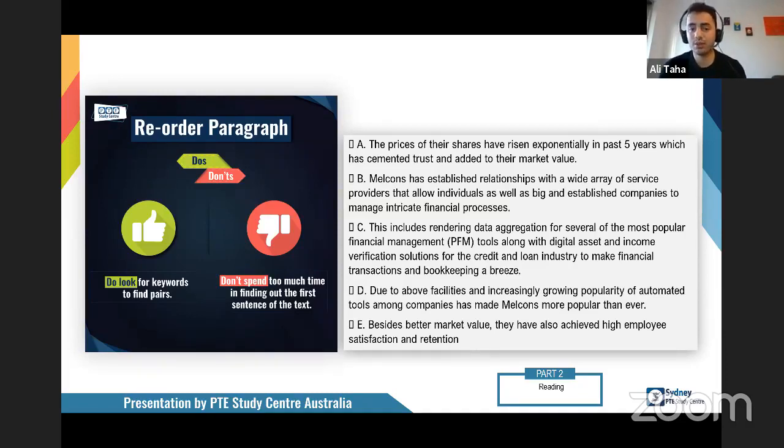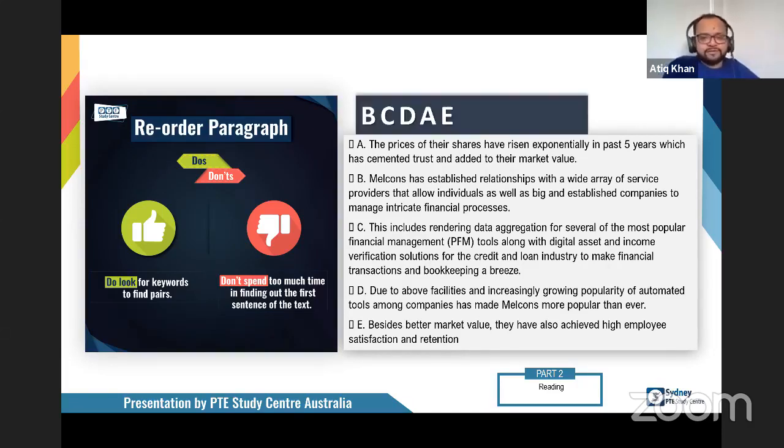Due to above facilities, don't ignore sentences starting with these clues. Ask yourself, due to above facilities, which facilities? You need to look for the previous sentence talking about some facilities. Obviously, this sentence here is C, talking about the facilities of verification solutions for the credit and loan industry to make financial transactions and bookkeeping easier, those facilities. So I got another pair, CD. So I just got 2 marks by applying those simple tricks. Simple, just connections. So CD together and AE together.